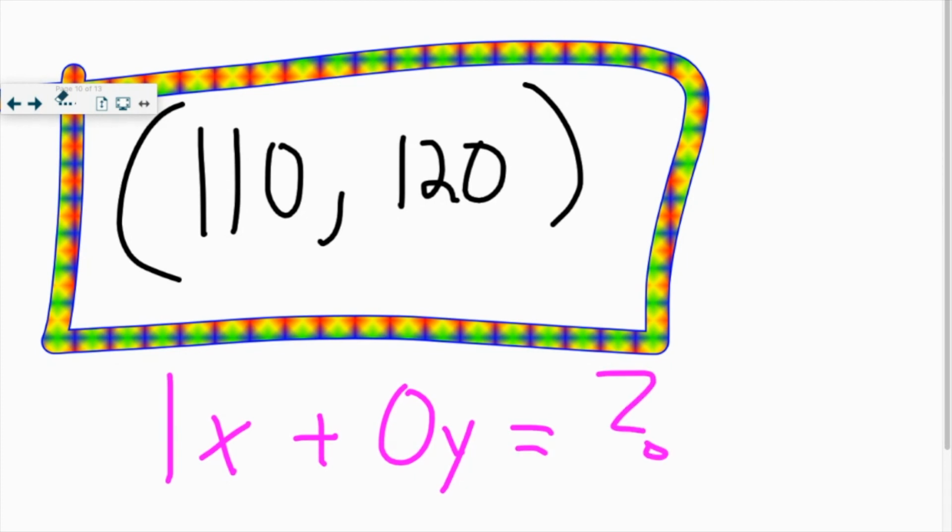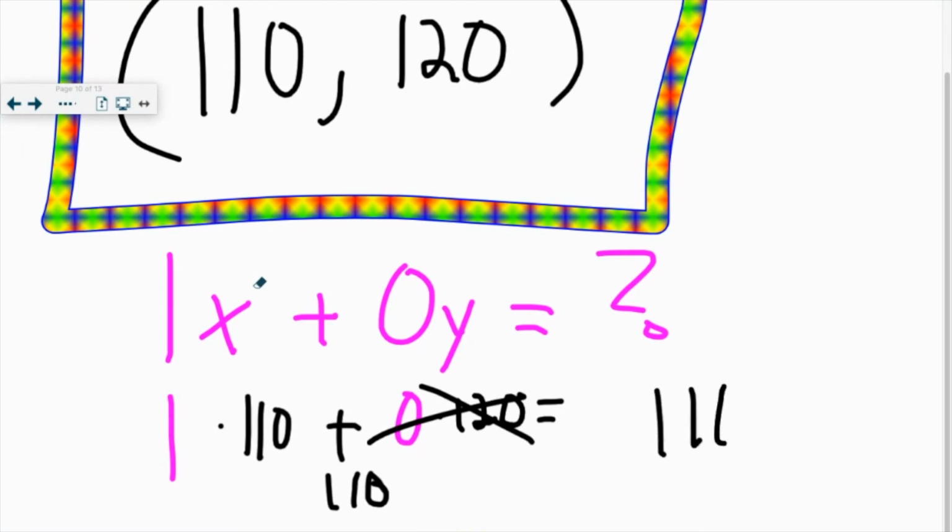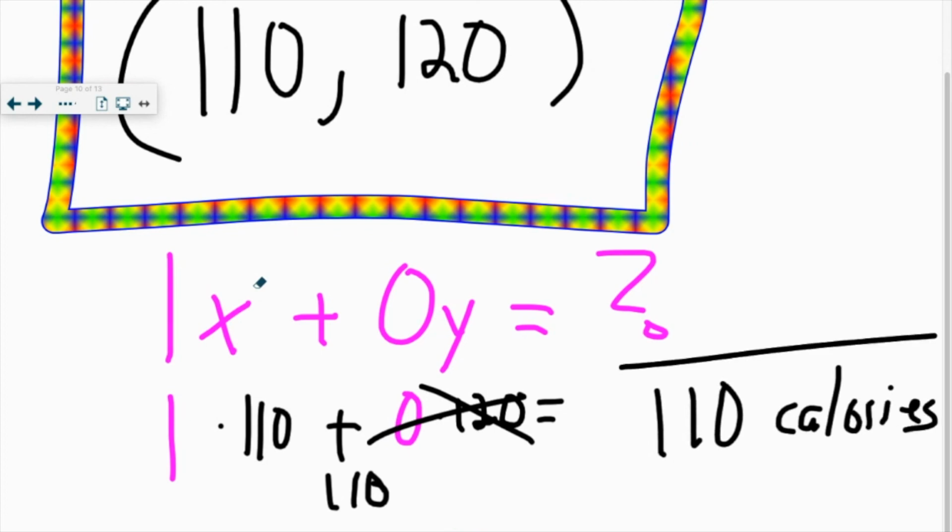So plug it on in. 1 times our x value, 110. Well, Mr. Walls, that's just 110. Yep, you're right. Plus 0. We don't have to do that, Mr. Walls. You're right, but on the chance it said 3 cups of cereal and 4 cups of milk or anything else, you just plug it on in and tell me what we get. That cancels out. We're left with 110. So that means to answer the question, there are 110 calories in 1 cup of cereal and 0 cups of milk.